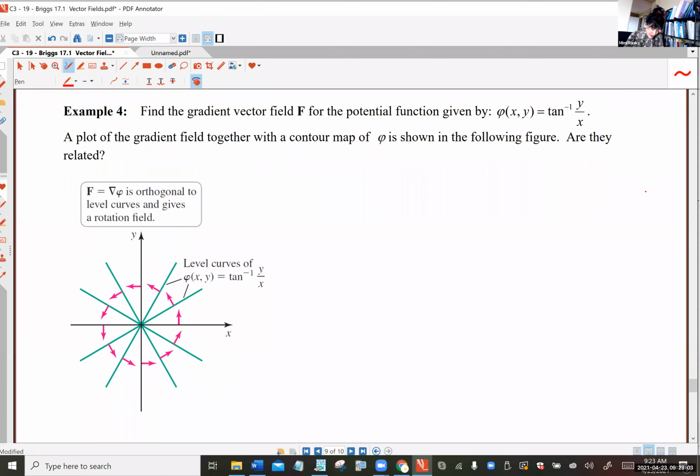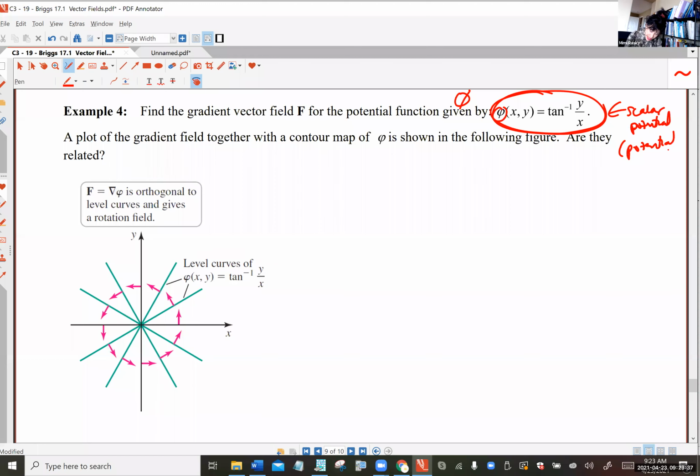Okay, so let's find a gradient vector field for a given potential function. And now in your Briggs textbook, they like to use phi instead of little f for their mama function. So don't get freaked out when you see this phi and start thinking, oh, are we doing spherical coordinates? No, they're just using the Greek letter phi in a different context. Okay, so they're giving you the scalar function. That's the potential function. That's mama.